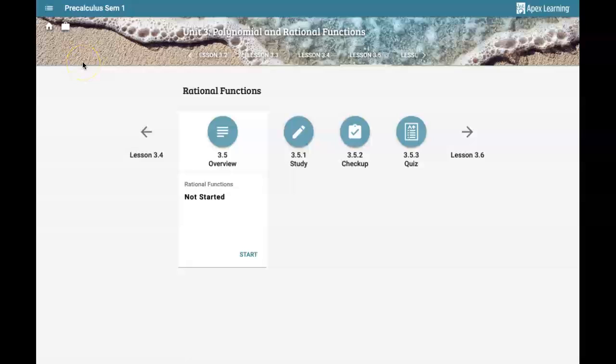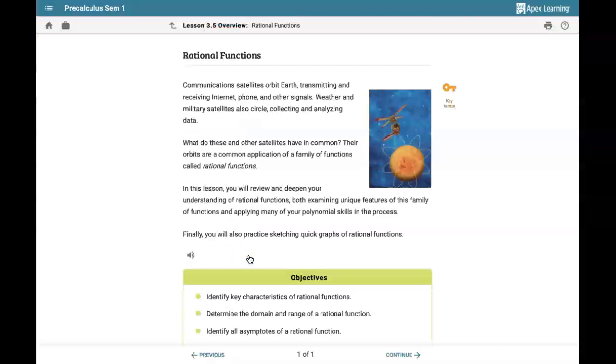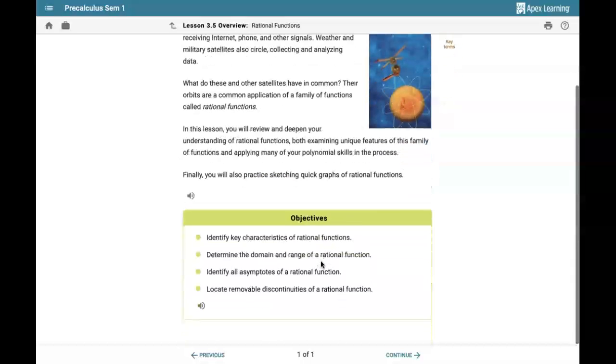So this is the video recording for Pre-Calculus Unit 3, Lesson 3.5 on rational functions. To give you the quickest of overviews, rational functions are used in things like satellites or other things that are possibly orbiting Earth, right? And it's part of this family of functions.